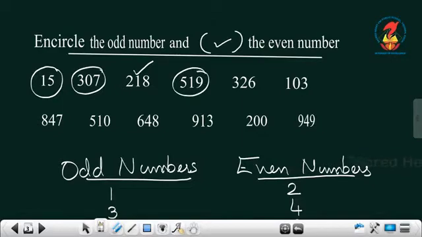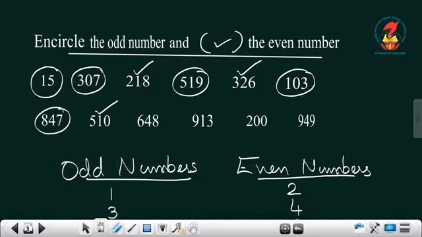326. The number in the ones place is 6. It's an even number. Tick. 103. In the ones place we have 3. So it's an odd number. So you have to circle it. 847. 7 is an odd number. So you will circle it. 510. The last digit is 0. It's an even number. You will put a tick sign.